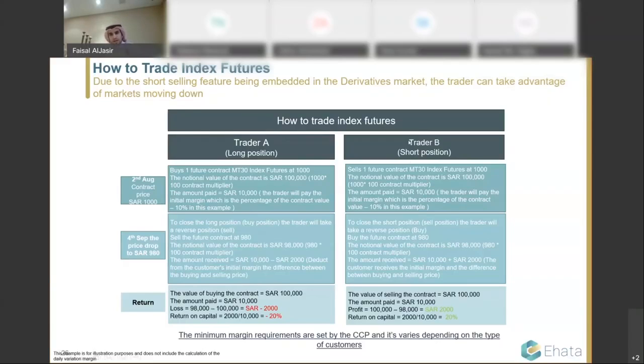Now, what if, in the same case with the same prices, trader B is in a short position? So what if you have actually shorted? You would be making the exact same amount, which is 2,000, but instead of a loss, it would be a profit. The return on capital would be a 20% return. Why? Because the market went down, and you shorted that position using the future at 1,000, the market went to 980, and you made 2,000 on your capital invested. The initial margin makes a 20% gain.